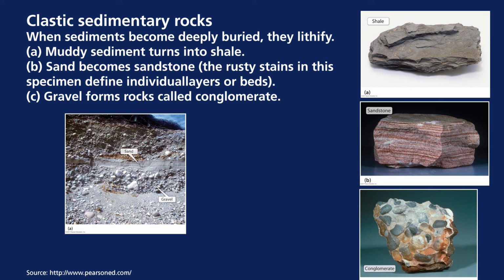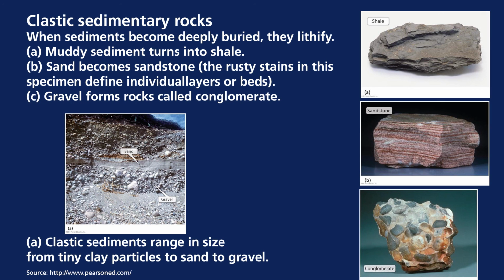These sediments then aggregate together. As you see in photo A, muddy sediment turns into shale. Shale is the aggregation of muddy sediments. Sandstone forms when the slightly larger particles of sand aggregate together, and gravel forms a conglomerate. So the largest particles together are called conglomerate.